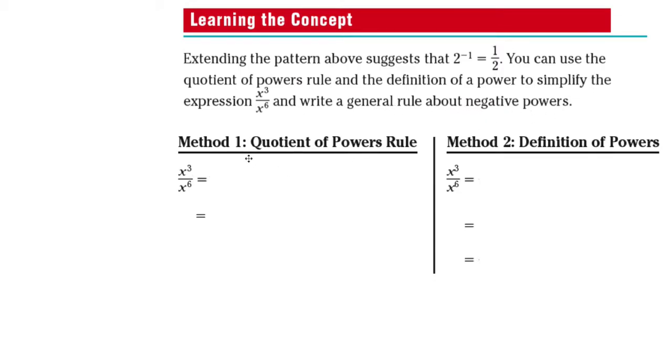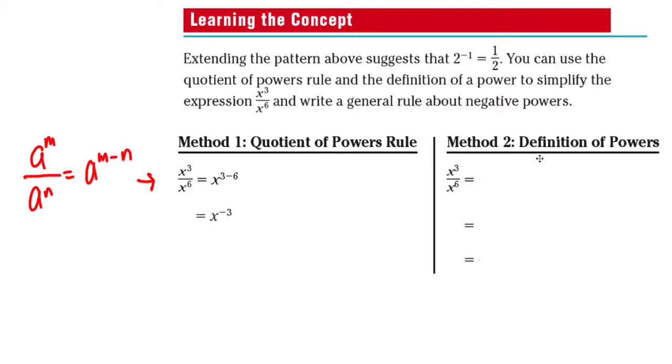So let's use the quotient of powers rule. x to the 3rd over x to the 6th is the same as x to the 3 minus 6. If you recall, the quotient of powers rule indicates that a to the m over a to the n is equal to a to the m minus n. That's why we did x to the 3 minus 6. And 3 minus 6 we know is negative 3, so x to the negative 3.